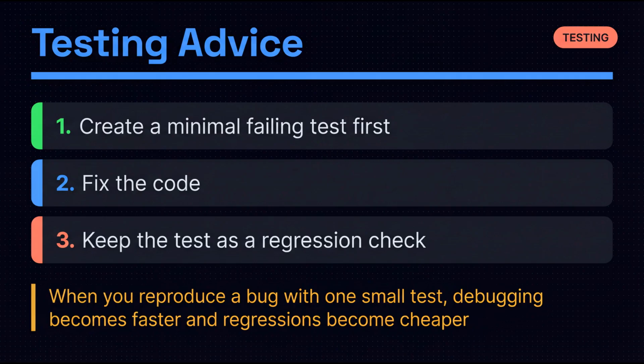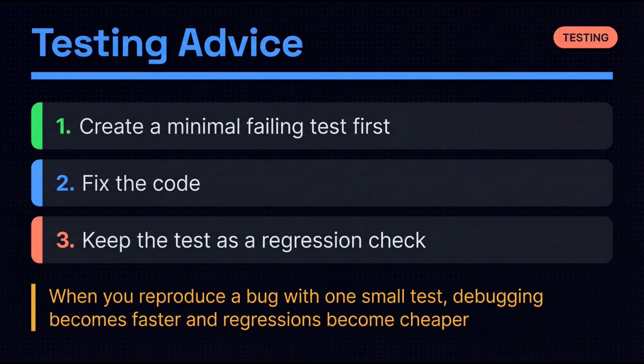Testing advice in 3 steps. First, create a minimal failing test. When you find a bug, don't fix it immediately. First, write the smallest possible test that reproduces the failure. This forces you to understand the bug precisely. Second, fix the code. With the test in place, you'll know the moment the fix works. Third, keep the test as a regression check. That test now prevents the same bug from returning.